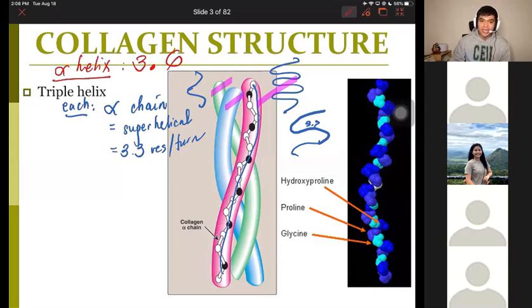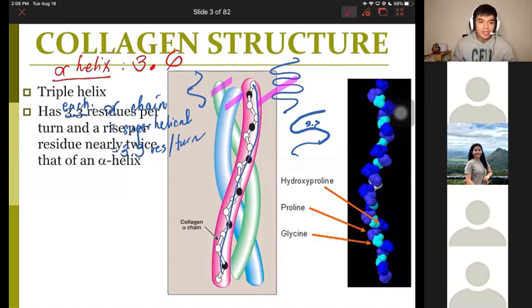Less, very good. Kaya super helical yung alpha chain. Nagets ba na magkaiba ang alpha chain at alpha helix? Nagets? Okay, nice. Next, so yan yung secondary structure niya.